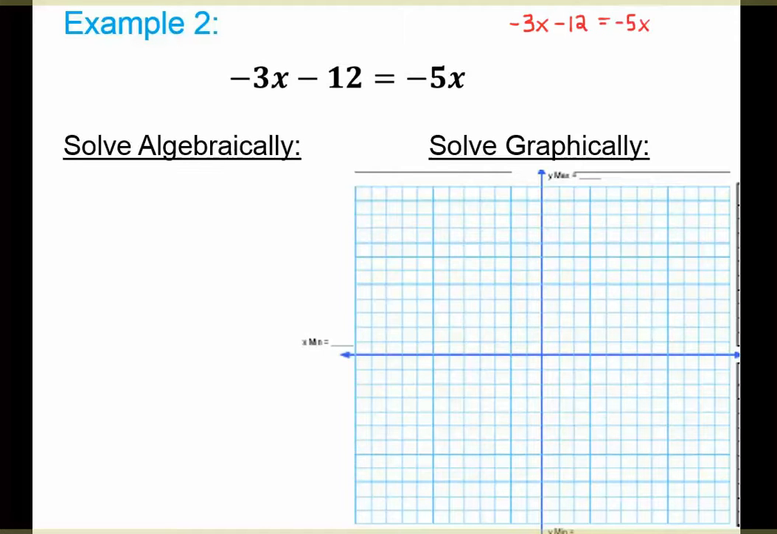And remember, for graphically, I want to get everything on the same side set equal to 0. And so for me, the quickest way to do that is to add 5x. I realize that some of you might not have done that. Some of you might have added 3x. You're not necessarily wrong. We could all end up with the same solution eventually. So that's going to give me 2x minus 12 equals 0. And remember, I'm going to change 0 to y. I'm going to take that 0 and turn it into y equals 2x minus 12.